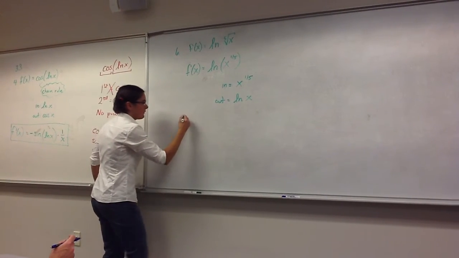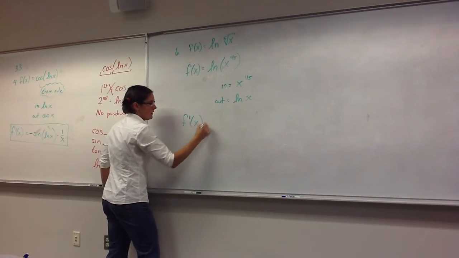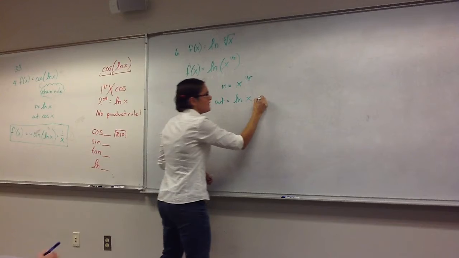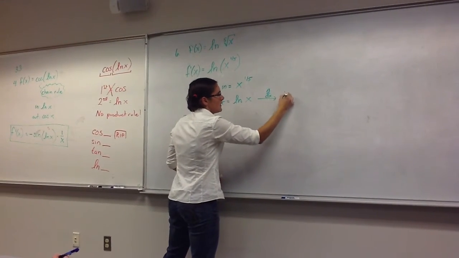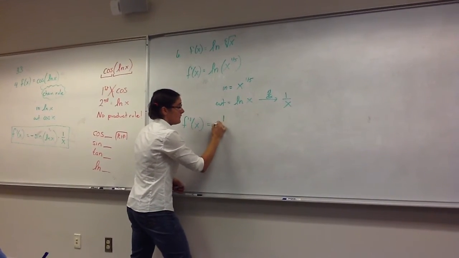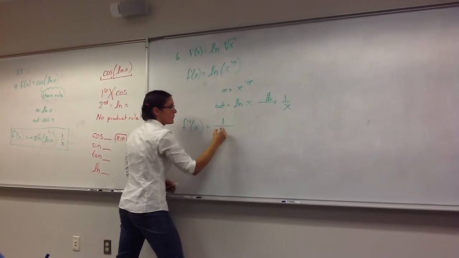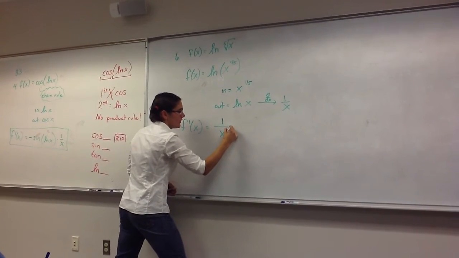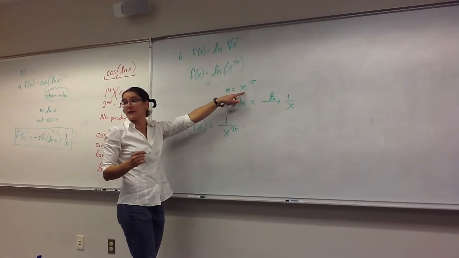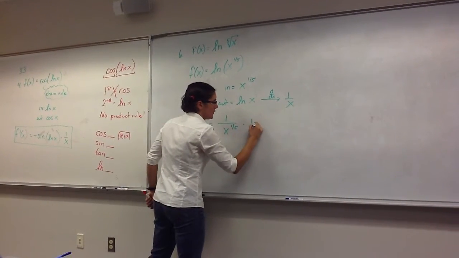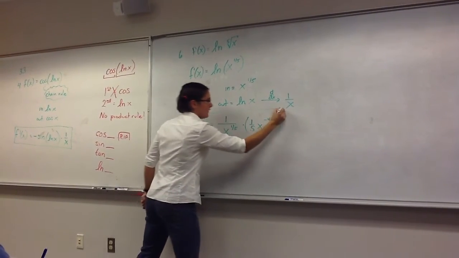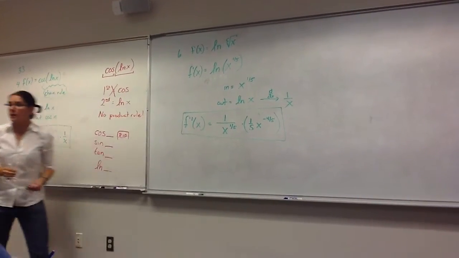Okay, so let's take our derivative. Chain rule says take the derivative of the outside, keeping the inside the same. The derivative of natural log of x is 1 over x. So the derivative of the outside is 1 over whatever was in the inside, so 1 over x to the 1/5, times the derivative of that inside. The derivative of x to the 1/5 is 1/5 x to the negative 4/5. And here is our derivative. Any questions about that one?